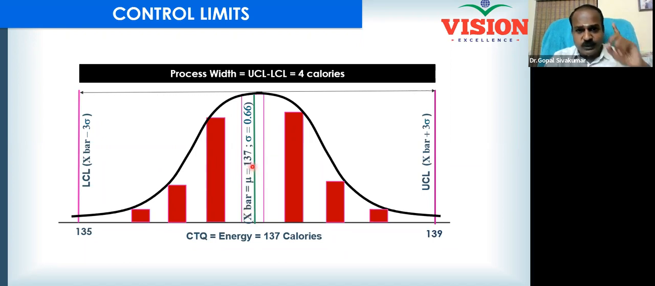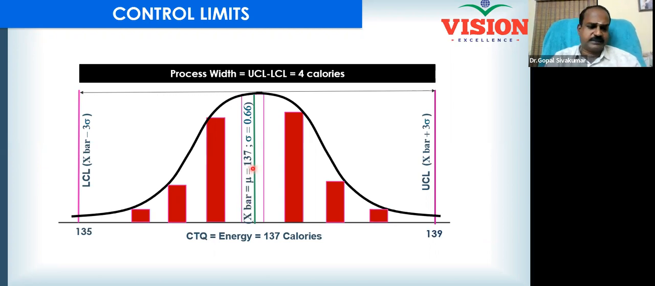Customer was expecting 137 calories in each milk bottle, and your average is also 137. Is it good for your business? Yes. Definitely good. Getting the average on the target means your process is centered perfectly. Your process is centered on the target. Target is 137, and you have centered the process on the target. That's a beautiful scenario. Very good.